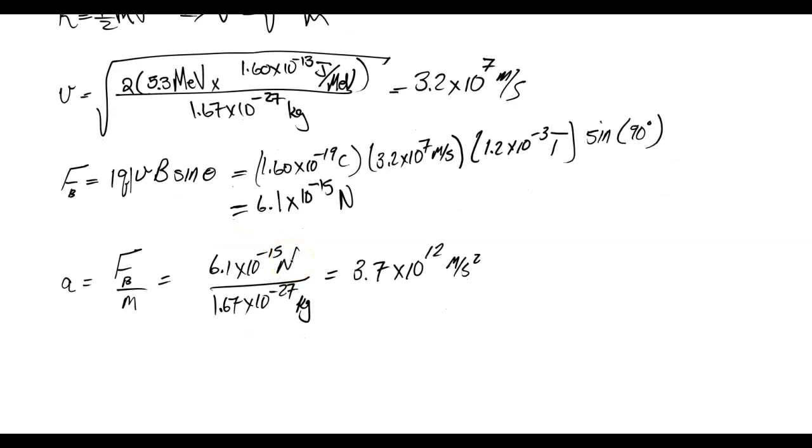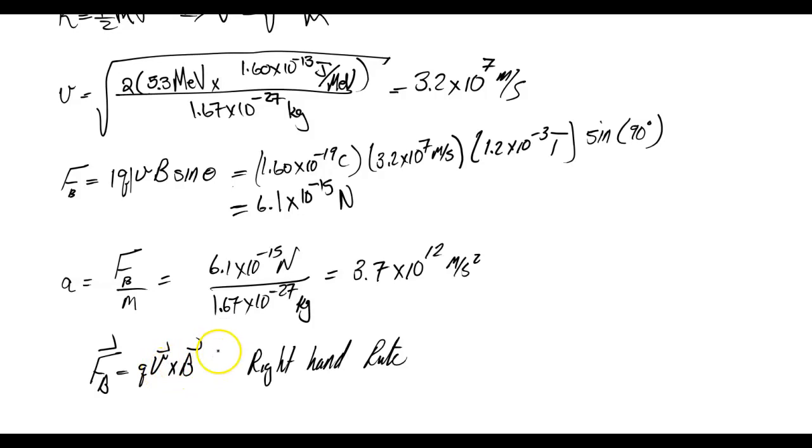So now we're asked to find the direction of this force, and for that we can use the fact that if the force equals QV crossed with B, then we can use a right-hand rule to find the direction. Since Q, V, and B are all positive, then the direction of F of B is going to be in the same direction as the direction of V crossed with B.